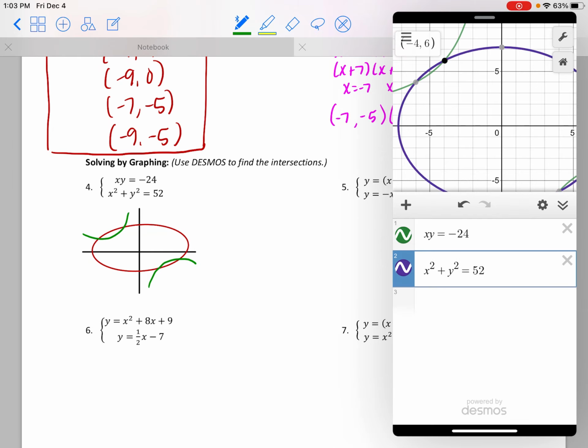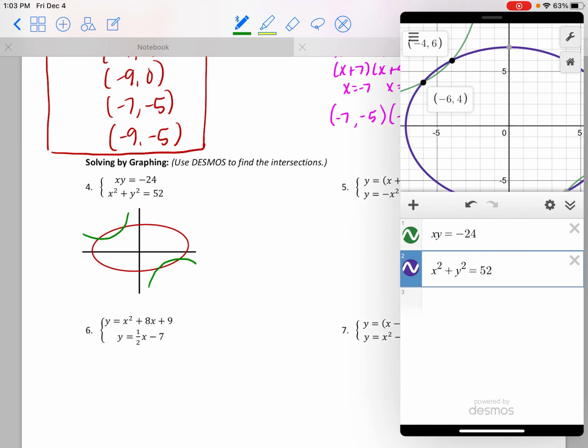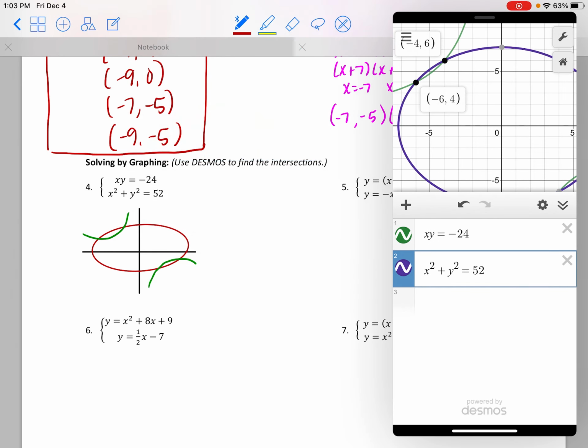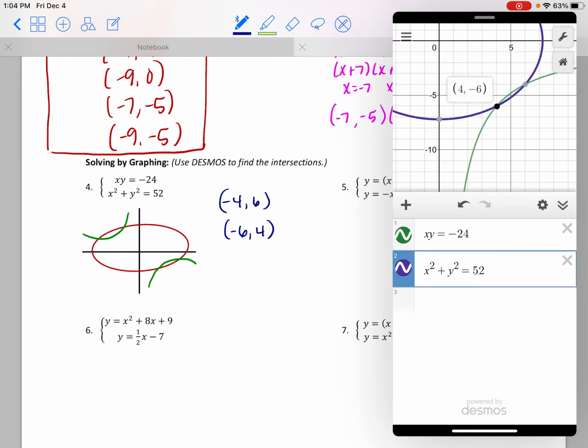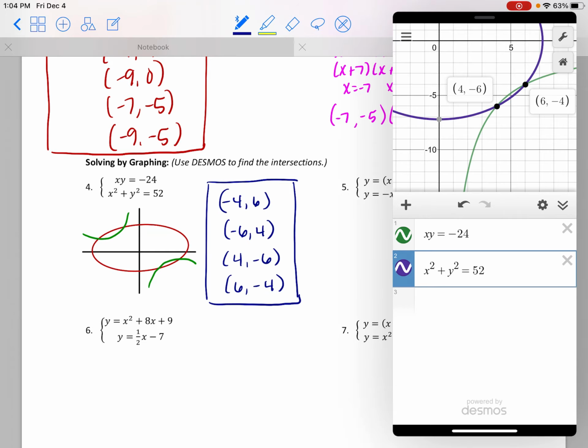So there are 4 points where these graphs cross. Negative... let's get this here. -4 and 6, -6 and 4. And then down here is going to be 4 and -6. And lastly, 6 and -4. Okay, so those are your 4 solutions found on the graph of this weird looking system.